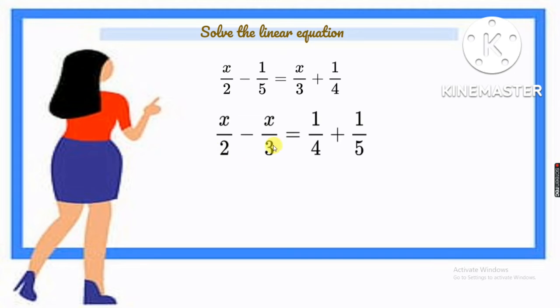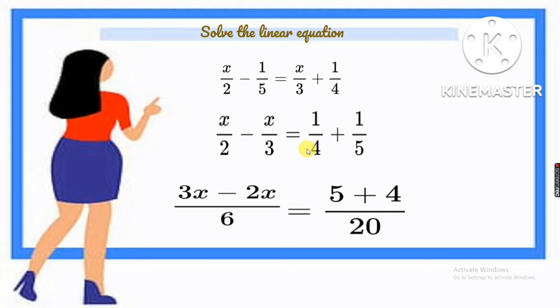Here we have 2 in the denominator, 3 in the denominator. So we can take the LCM of this. We would take the LCM of 2 and 3, which comes out to be 6. Now 6 divided by 2, we got 3, and 3 multiplied by x, we got 3x. Minus 6 divided by 3, we got 2, 2 multiplied by x, we got 2x is equal to, here the LCM of 4 and 5, that is equal to 20. Now 20 divided by 4, we got 5, 5 multiplied by 1, we got 5.